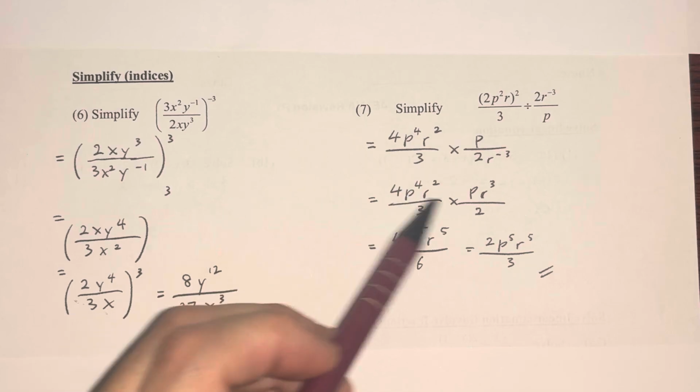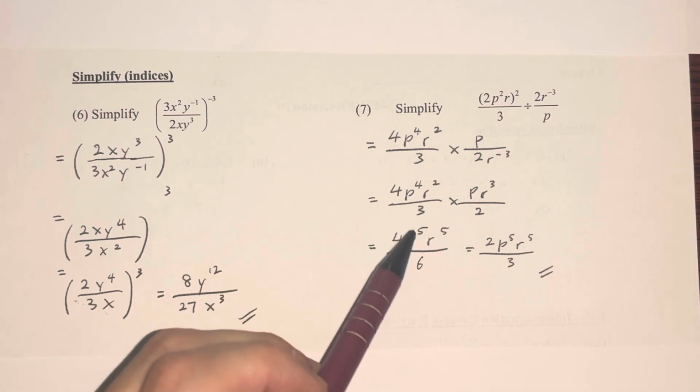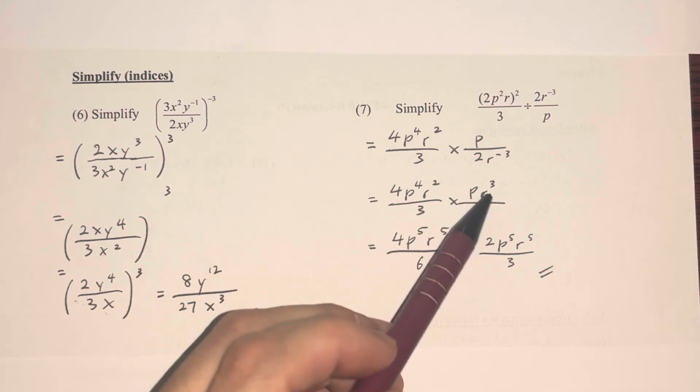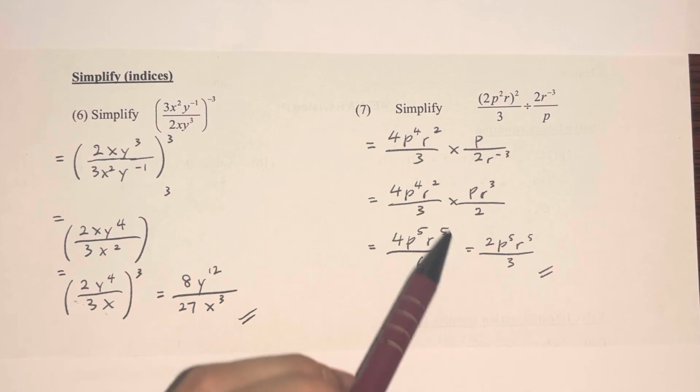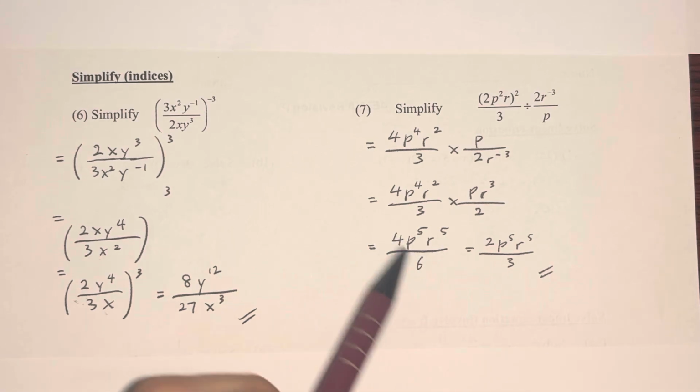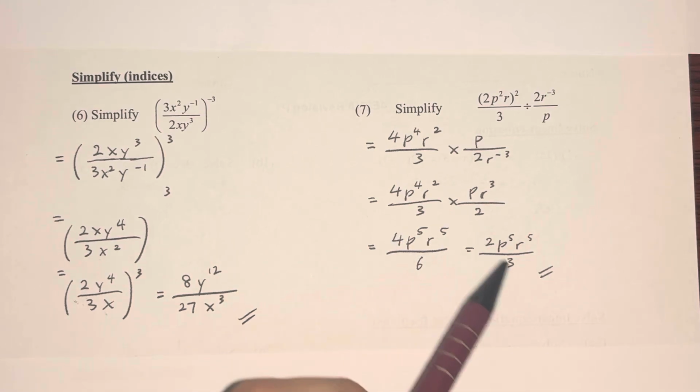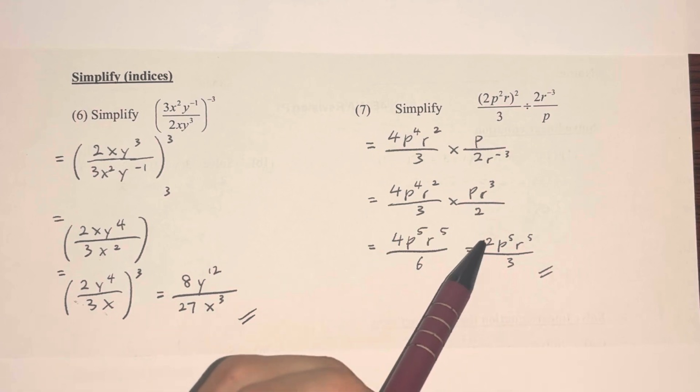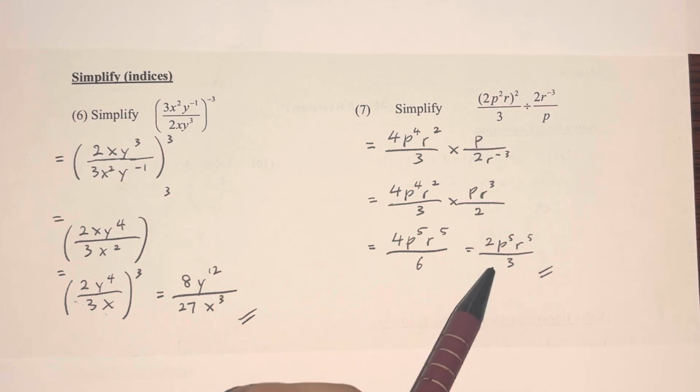Then the p, if I times this 2 becomes 5. I times this 2 also becomes 5. So at this point, there's only one thing that can simplify further, which is the 2 and the 6. So the 4 and the 6 become 2 and 3. So at this point, this is fully simplified.